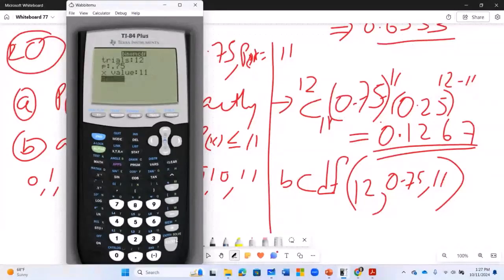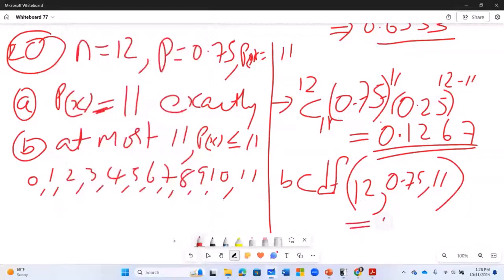Now it's asking me, is this correct? Yes. So my answer is 0.9683. Therefore, the probability of cumulating from 11 to 0 is 0.9683. So that probability is very high.